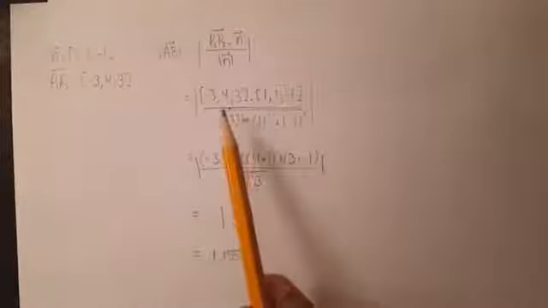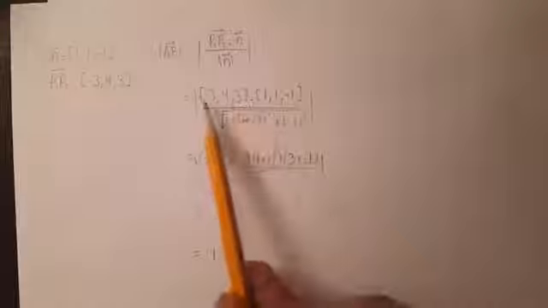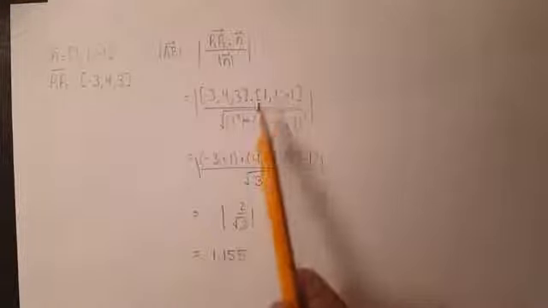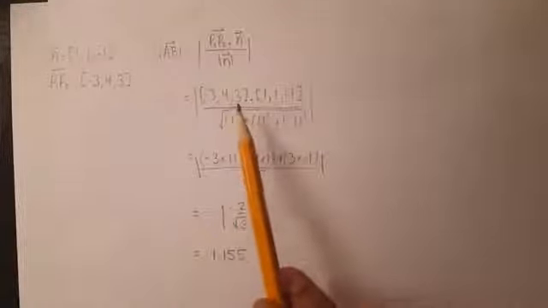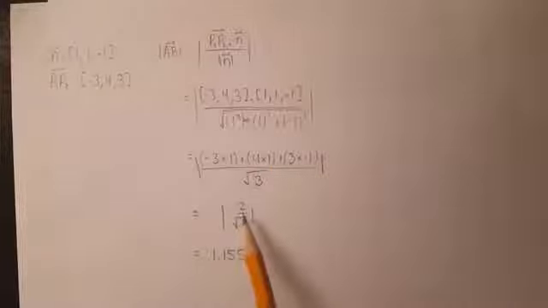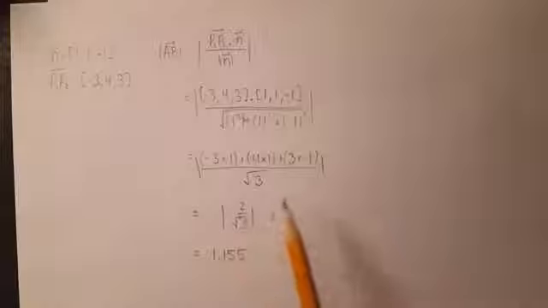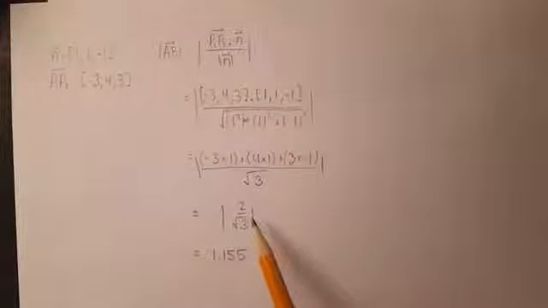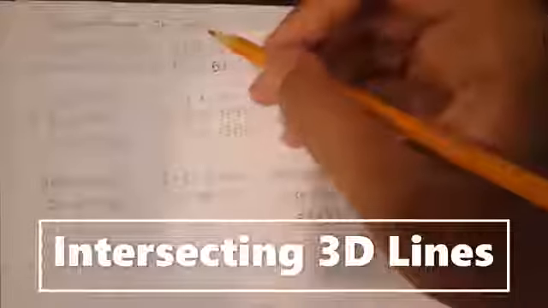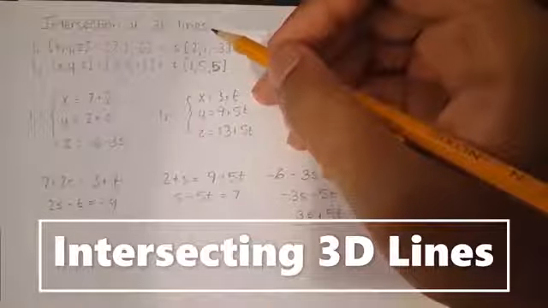And for the top, for the dot product, we would have negative 3 times 1 plus 4 times 1 plus 3 times negative 1, shown here. And then simplified, it would be negative 2. Since we're taking the absolute value, it will be 2 over square root 3, which will give us a final value of 1.155. In this section, I'll be covering the intersection of 3D lines.